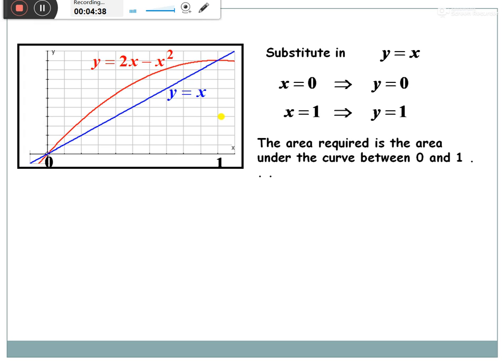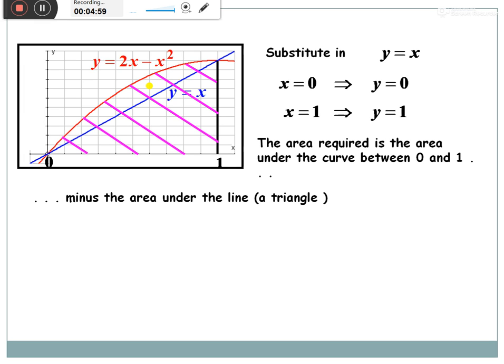And now to find the area between the curve and the line. The area required is the area under the curve between 0 and 1, minus the area under the line. Area under the line, that means this area we have to subtract. That means the area of the triangle. This area of the triangle we have to subtract. And now this can be done by two methods.